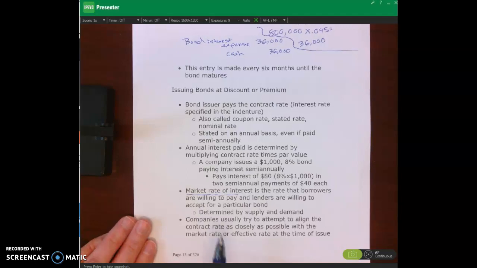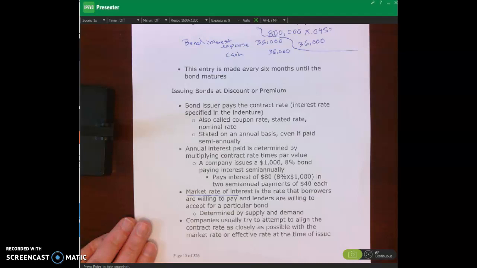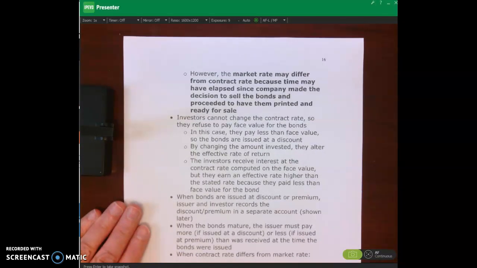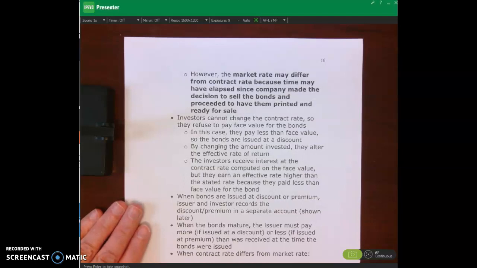Okay? The thing is that when companies get authorization to issue their bonds, they try their best to align the contract rate, which is stated on the contract. That's how much they have to pay on an annual basis. Contract rate times par value. They try to align the contract rate with the market rate of interest for their particular bond. The problem is, as I was saying earlier, that the market rate may fluctuate. Market rates fluctuate based upon macroeconomic conditions, the Federal Reserve, all kinds of different issues can influence the market rate.